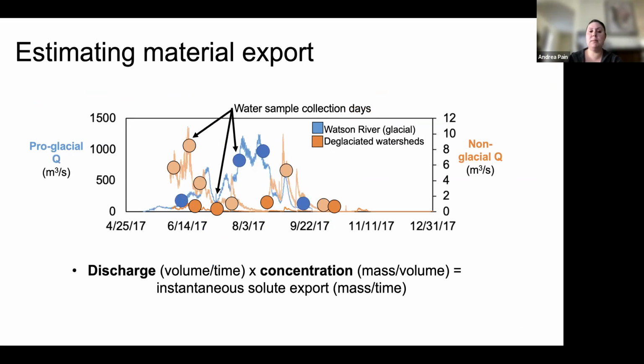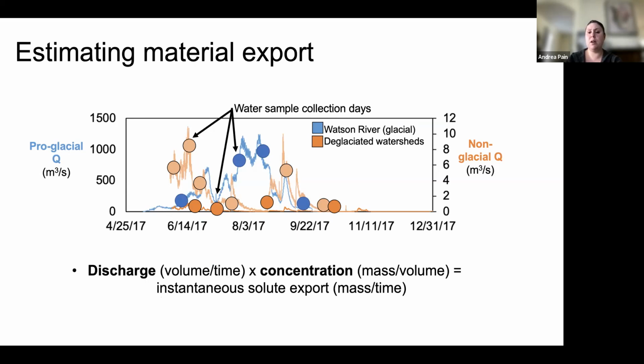So I'm going to show some estimates of material export from these different types of stream systems. And just a quick word about how these estimates are made. Essentially, we went out on various days and collected water samples and coupled them to the hydrograph, or the discharge amount. By multiplying discharge, volume per time, by concentration, mass per volume, we can estimate an instantaneous solute export in mass per time.